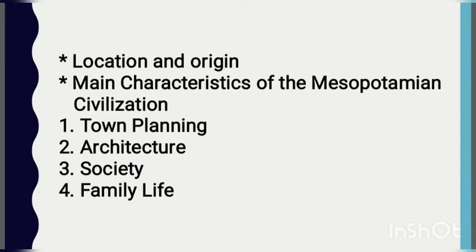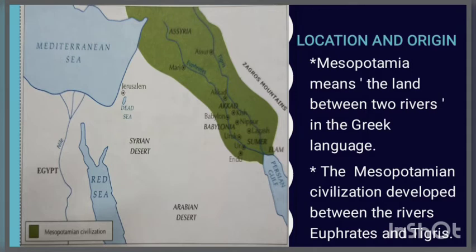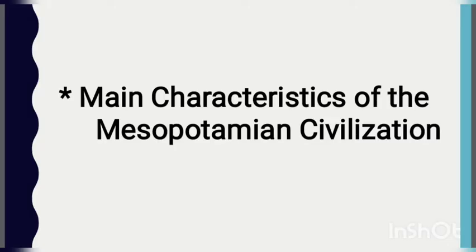Let's move to the first, that is location and origin. Mesopotamia means the land between two rivers in the Greek language. The Mesopotamian civilization developed between the rivers Euphrates and Tigris. You can see in the map it is given. Now next, that is main characteristics of the Mesopotamian civilization.